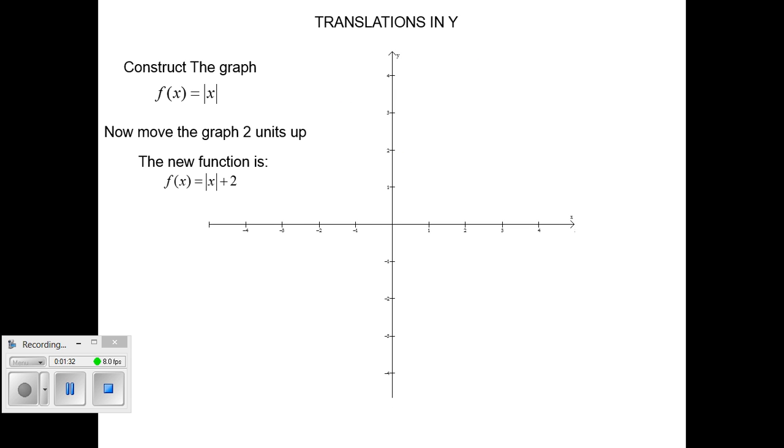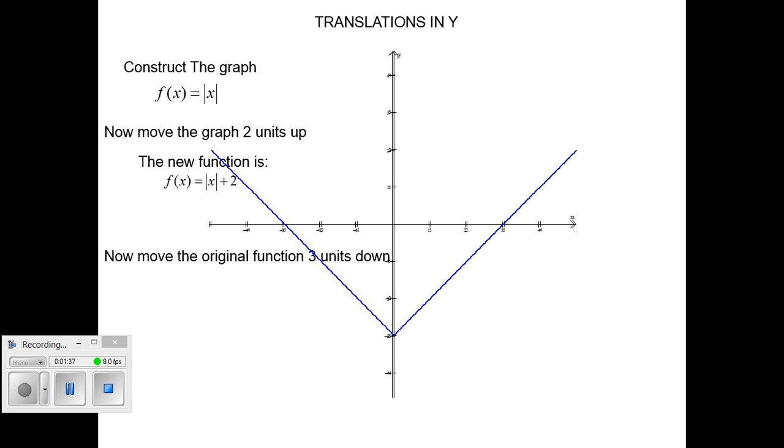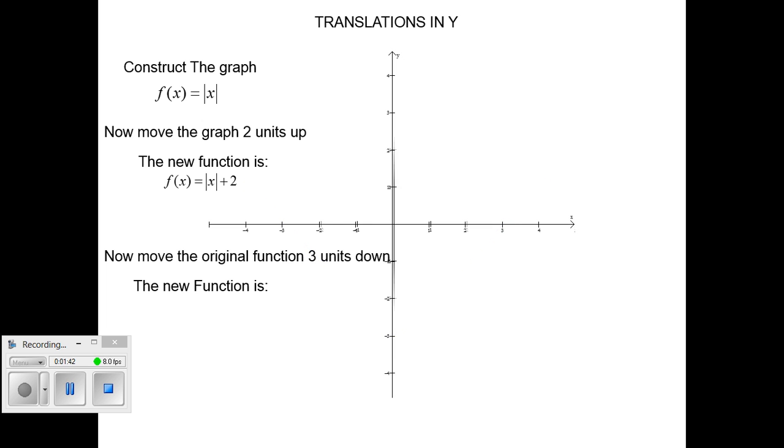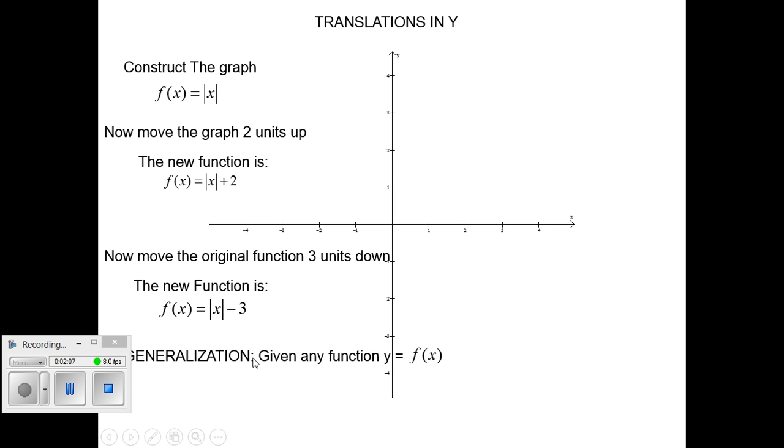Okay, so we look at other translations. Now, moving that 3 units down, we would have our graph looking like this, and the name of that graph would be the absolute value of x minus 3. Again, if we wanted to check this for the y-intercept, setting x equals 0, we'd have our y-intercept down here at -3. If we set y equal to 0, absolute value of x would equal 3, which means x would equal 3 or -3, which we saw in the picture.